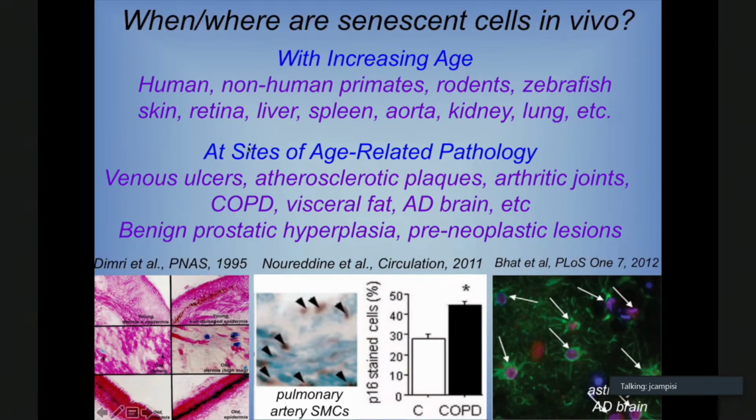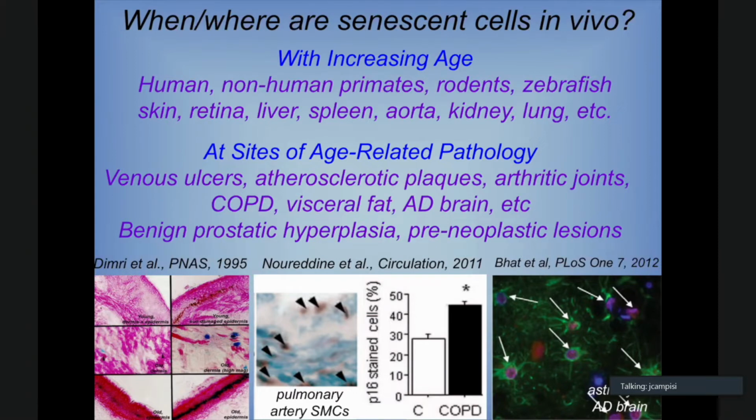So this panel here just shows human skin in young donors and older donors, and you can see that senescent cells are present in both the dermis and the epidermis. I do want to point out, though, that this last panel, which shows a string of senescent cells, is rare. We chose that actually as a kind of exception. For the most part, senescent cells are rare. They always are rare.